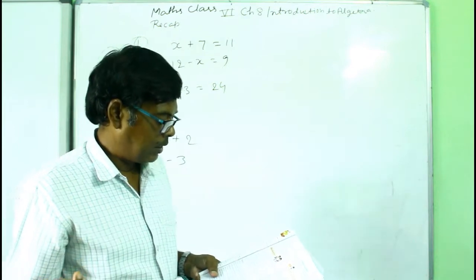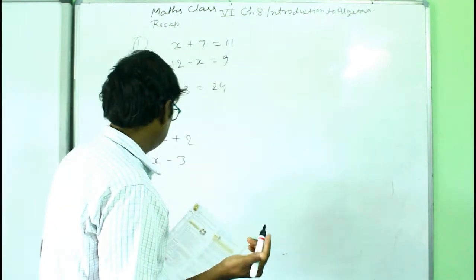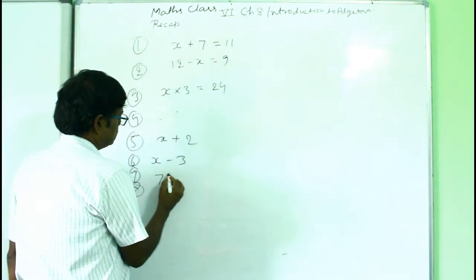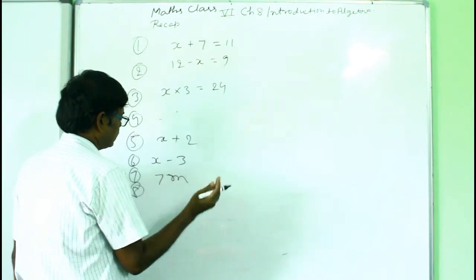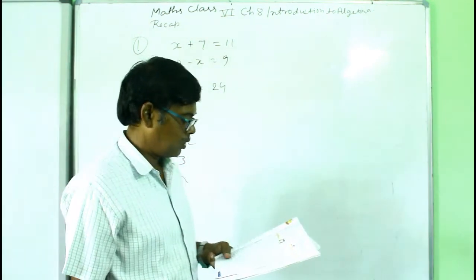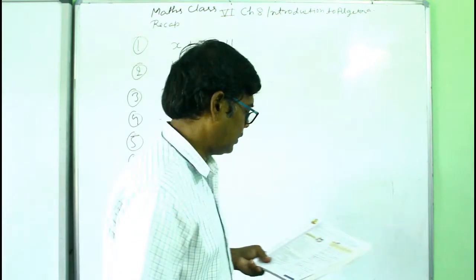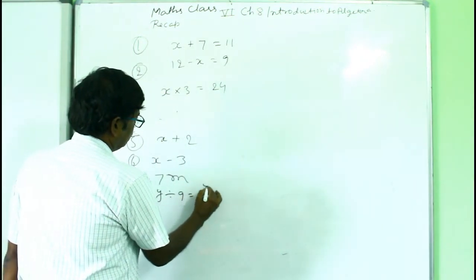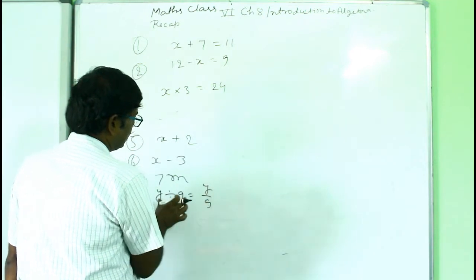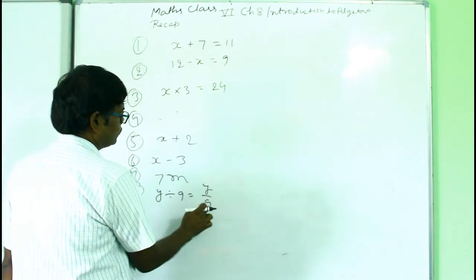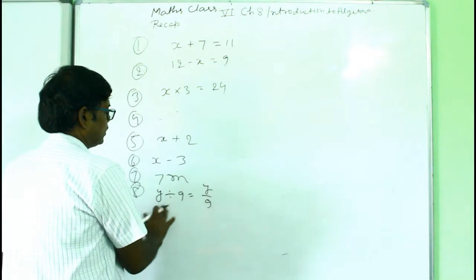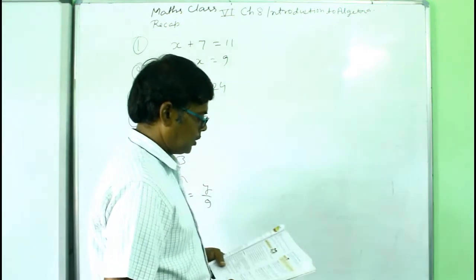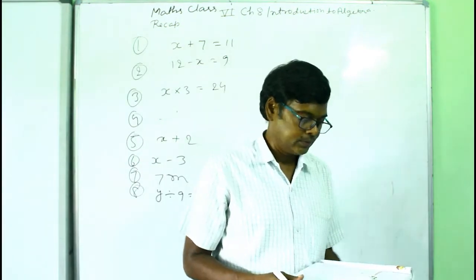Think of a number and multiply it by 7. So suppose y, and write 7y. Think of a number and divide it by 9. Suppose y divided by 9, equal to y by 9. Okay, you can write this as this also, or directly write this y by 9. So both are the same here. So this is the answer of this recap exercise.